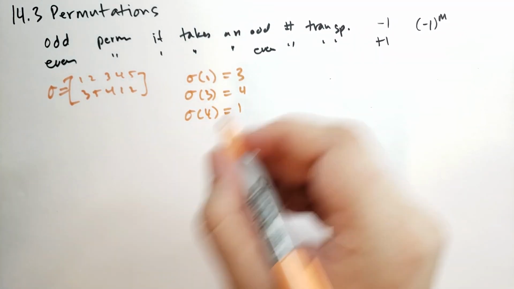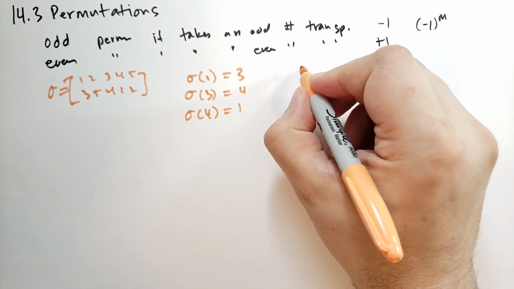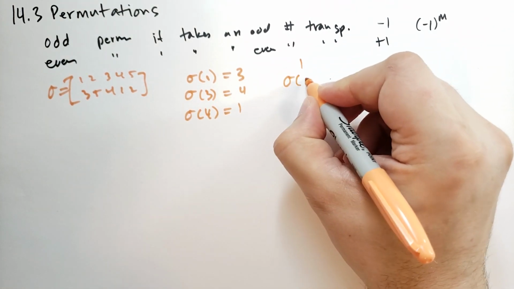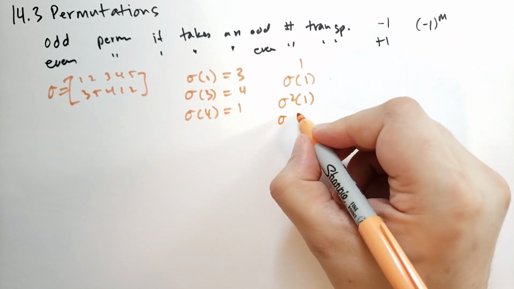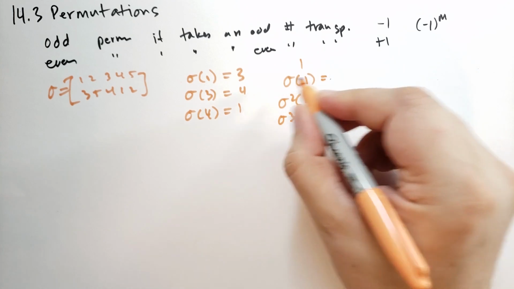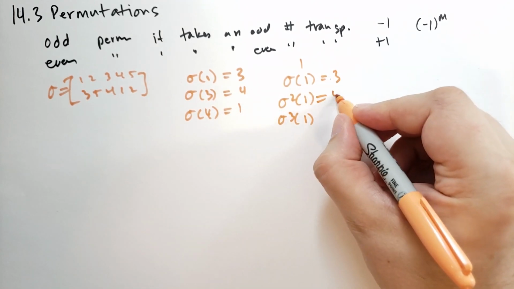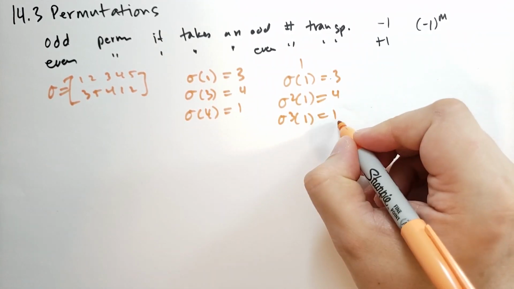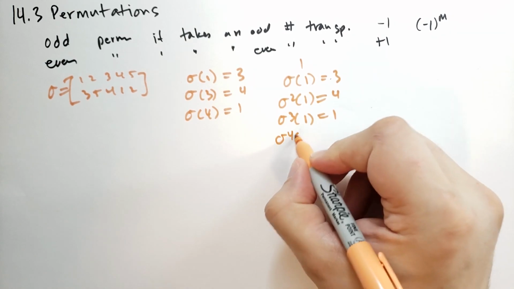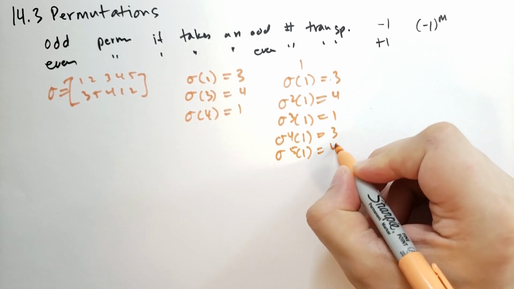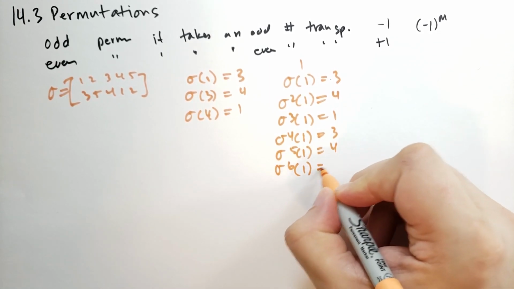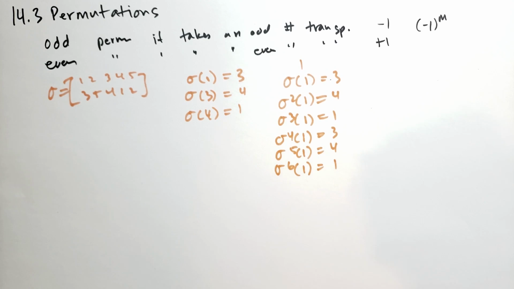In other words, if we start with 1 and apply sigma once, twice, and three times, after applying it once we get 3, twice we get 4, and three times we get back to 1. As you might expect, sigma applied 4 times gives 3, 5 times gives 4, and 6 times gives back 1. So there's this cycle, this looping that happens when you apply the permutation again and again.